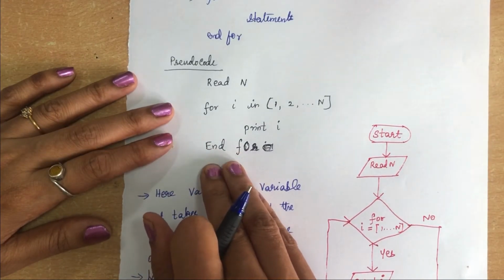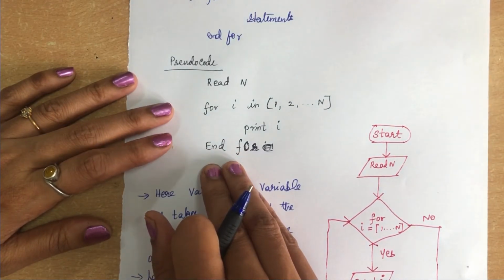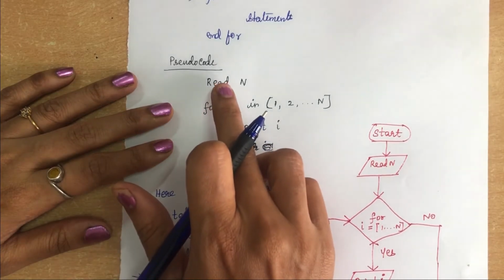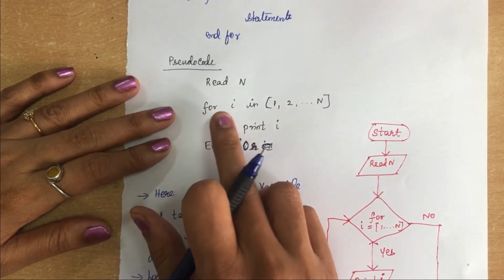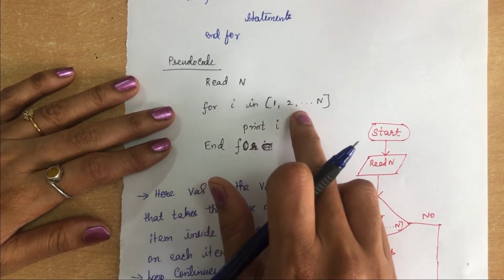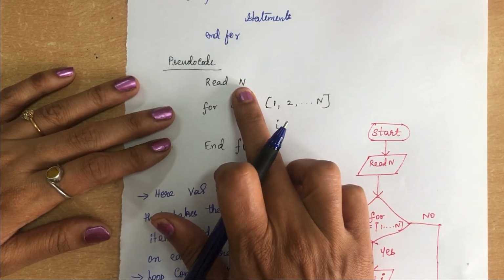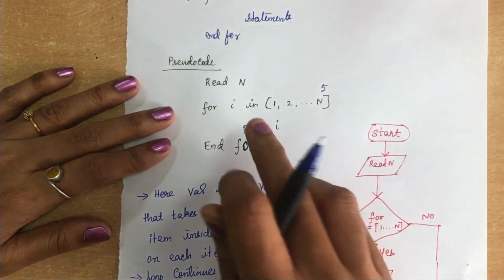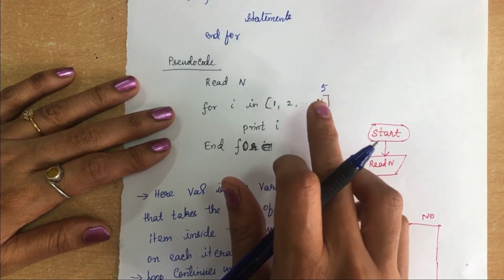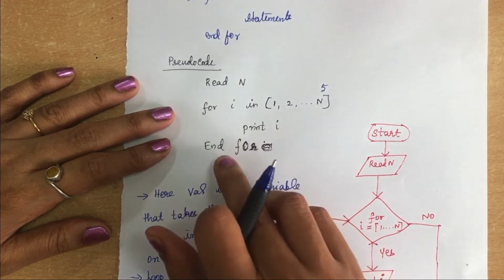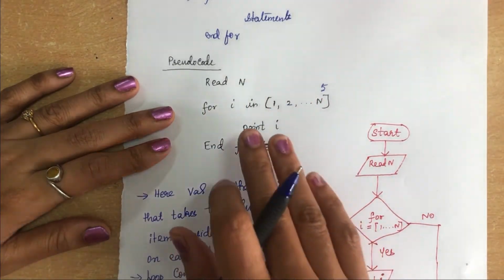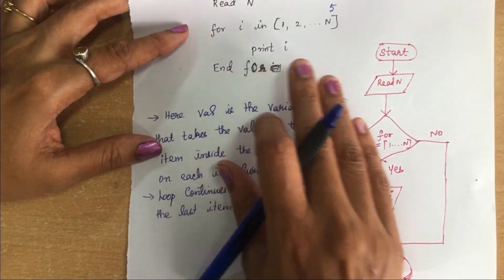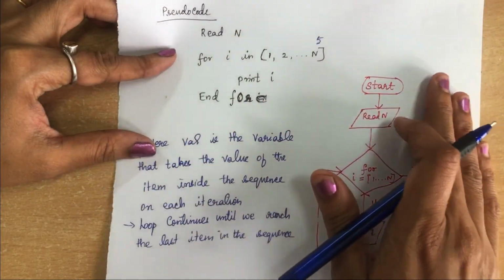I have taken the same example for printing n natural numbers. In that case, we have to read n, for I in the sequence 1 to n. Suppose I give the n value as 5, so this will take values 1, 2, 3, 4, 5, up to 5. Print I, end for. So this is the pseudocode I have written. Now we will see how it works when I write the flowchart for this.